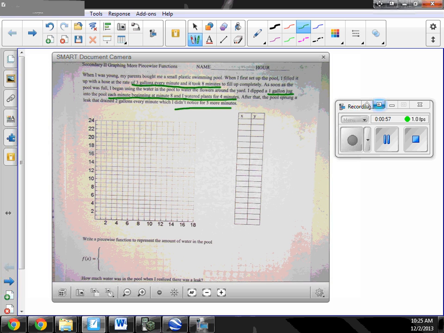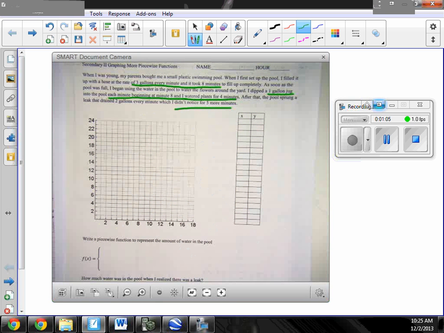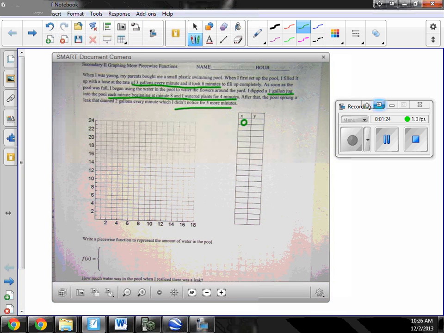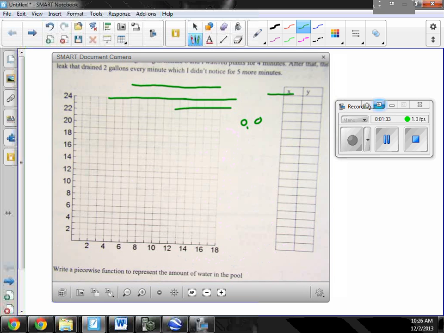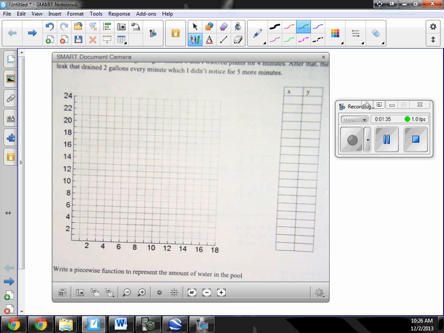So there are 4 different functions: filling up the pool, watering the flowers, the pool has a leak, and then stopping the leak. Okay? So the first one is 3 gallons per minute. So at time 0, so x equals 0, how much water is in the pool? Right when the story starts, how much is in the pool? Nothing. Okay? And then I'm going to zoom in so I have a little bit more room. So 0, 0, and at 1, how many gallons are in the pool?